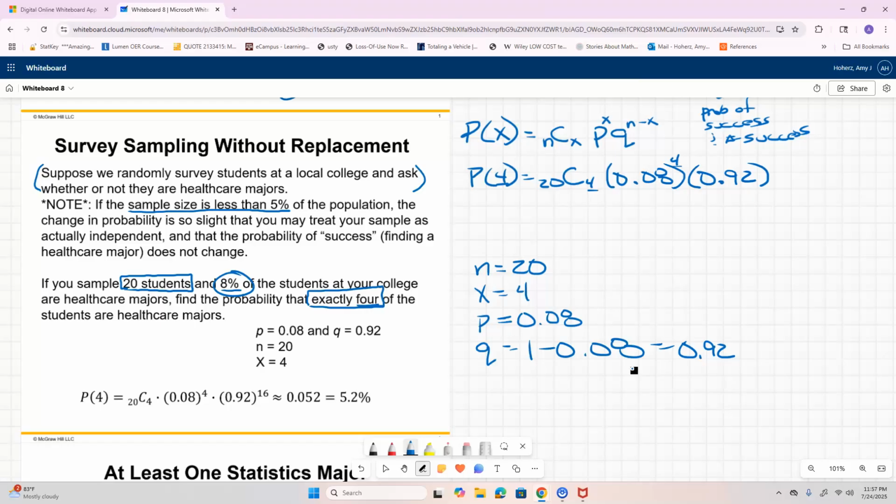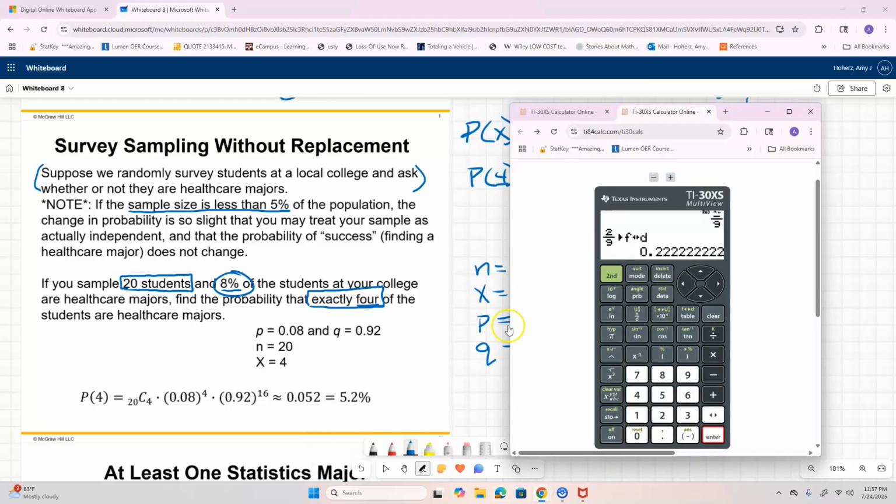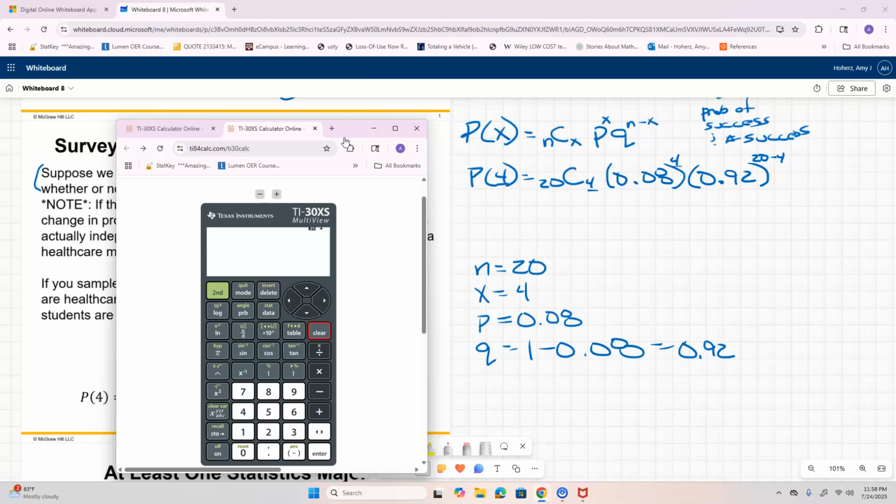Remember, this 4 and this 4 all match each other. And then up here, we're going to put 20 minus 4, which a lot of times I'll just do in my head and write down the 16 rather than writing 20 minus 4. But you can write 20 minus 4. So we're going to put this into the calculator. So we have 20 choose 4 times 0.08 to the power of 4 times 0.92 to the power of 16.